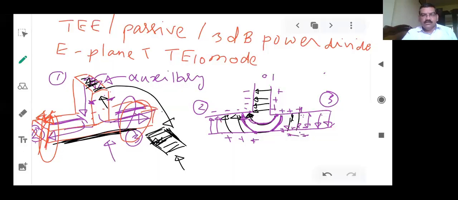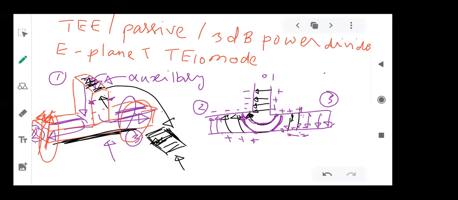divider, or it can be used as a combiner, power combiner. So the property of the E-plane T is that if you are applying any input signal at port number 1, then that will be available at port number 2 and 3 in equal magnitude but out of phase. And if you're applying two signals which are out of phase at port number 2 and 3, then the combined signal will be available at port number 1.